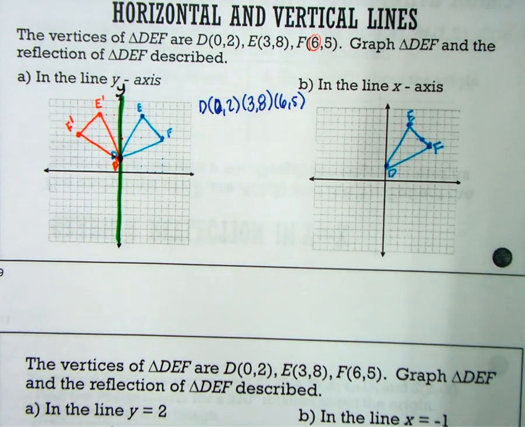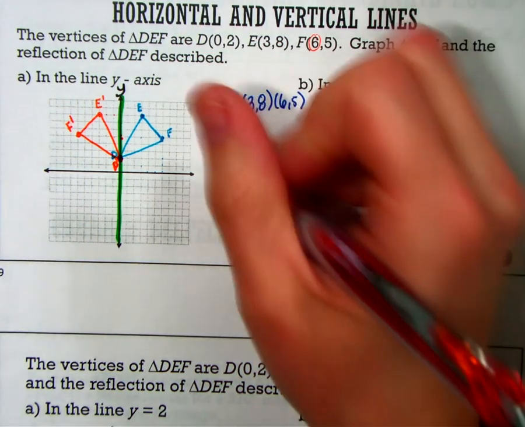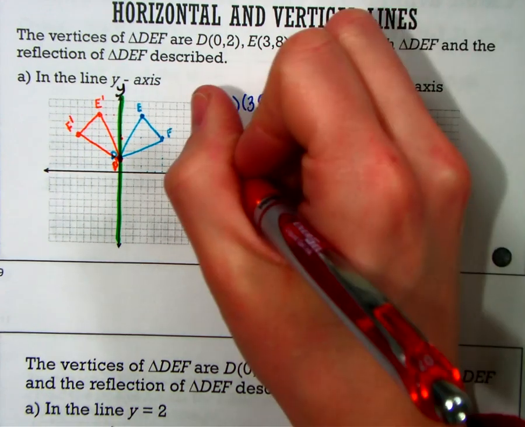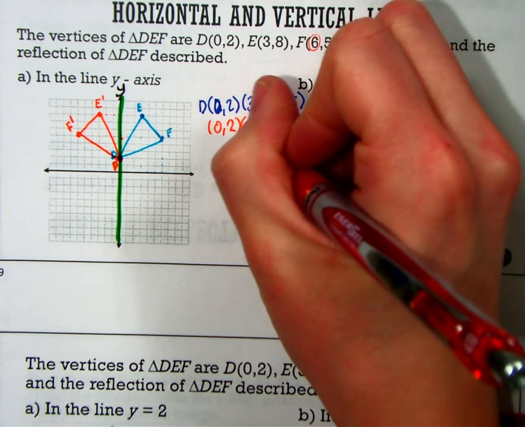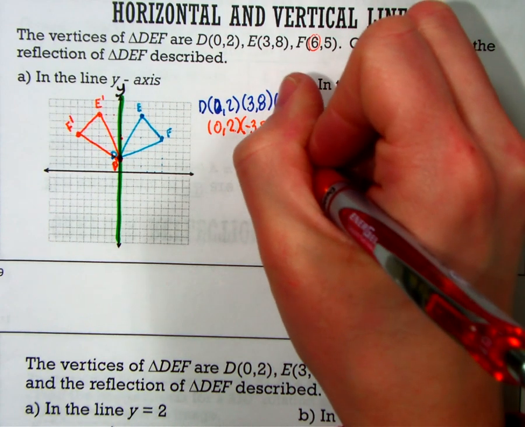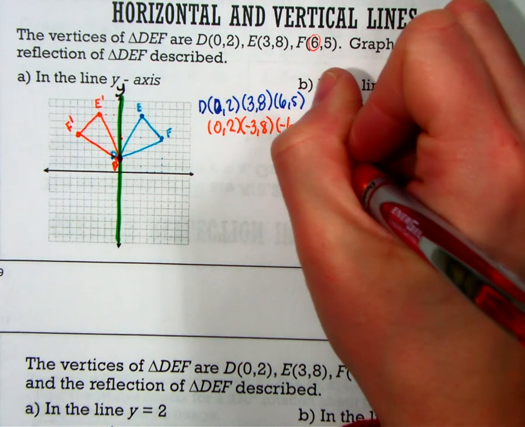You guys might be counting, but when I'm done writing the coordinates, we'll look up and see what happened with the coordinates. So that was my original coordinates. My new coordinates were 0, 2. That didn't go anywhere, so I can't tell anything from that. That's D prime. My new coordinates for E are negative 3, 8. And my new coordinates for F are negative 6, 5.